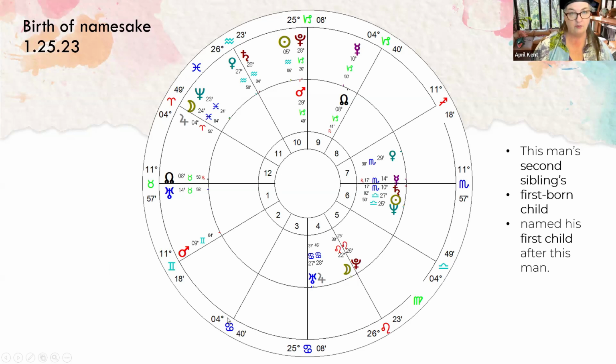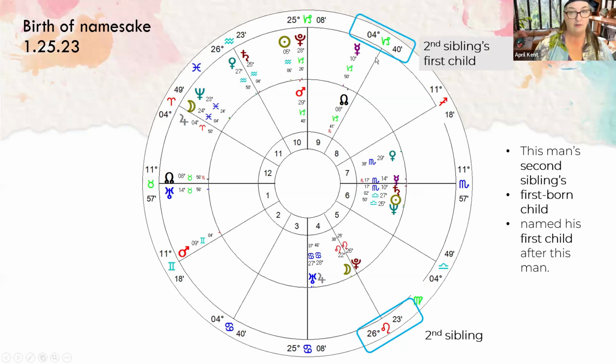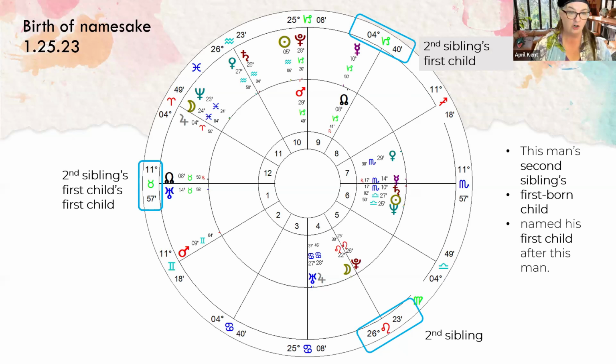So we begin with the 3rd for the oldest sibling, the 5th. So it's 1, 2, 3, correct. So that's his second sibling. And the second sibling's first child, 1, 2, 3, 4, 5. And then his baby, 1, 2, 3, 4, 5. So in my brother's chart, this child is connected with the first house.